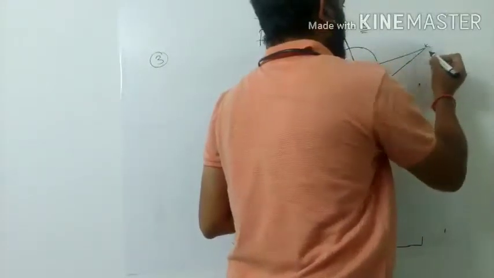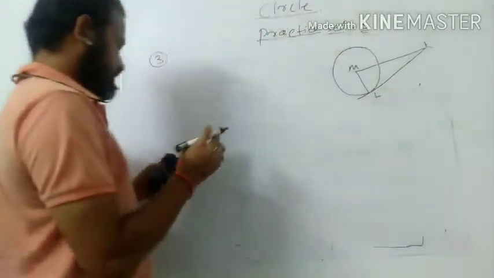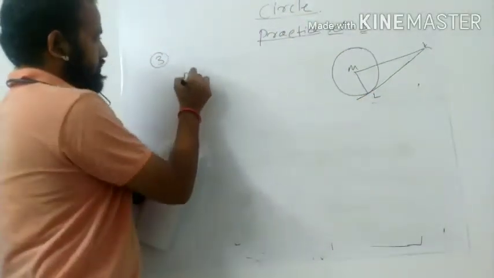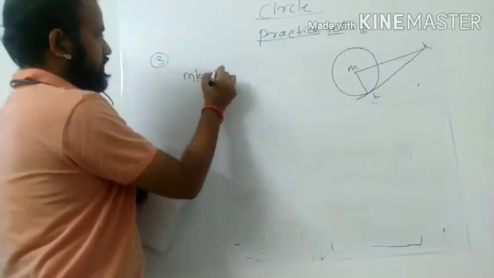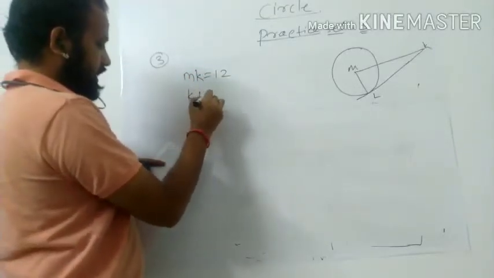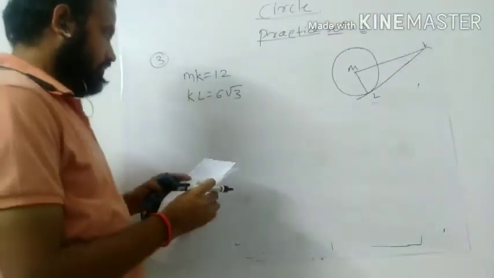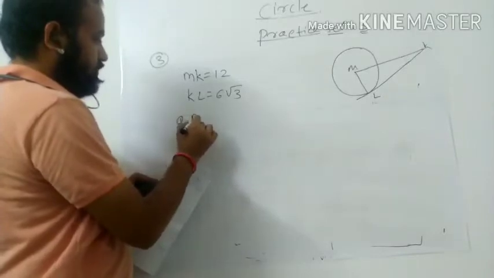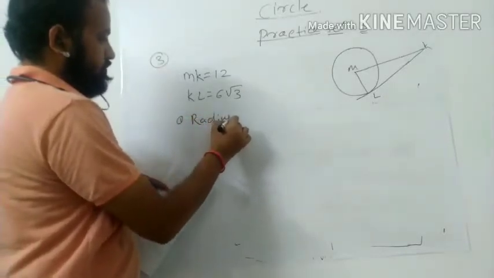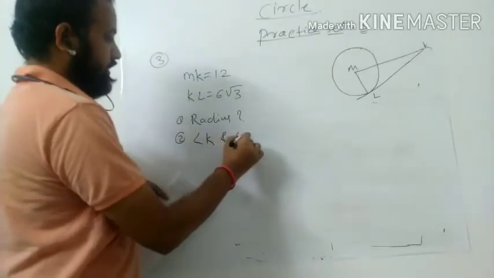This is your point K. And here in this diagram, MK is given as 12 units, and KL is given as 6 root 3. We have to find two parameters here. Firstly, we have to find the radius of the circle, and secondly, we have to find angle K and angle M.